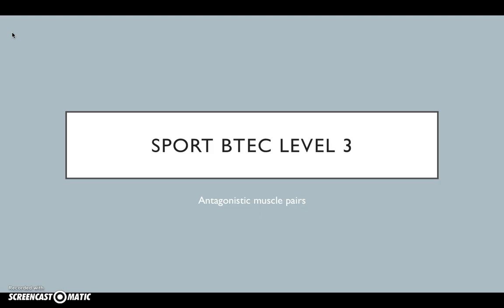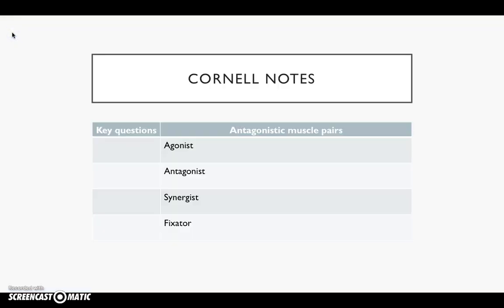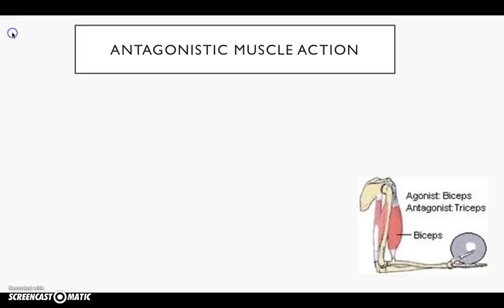This week, or next lesson I should say, we'll look at antagonistic muscle pairs. So your Cornell notes should look like this. If you pause it now and get these down. Okay, so antagonistic muscle action. So the example we're going to be using for today's screencast is going to be a bicep curl.